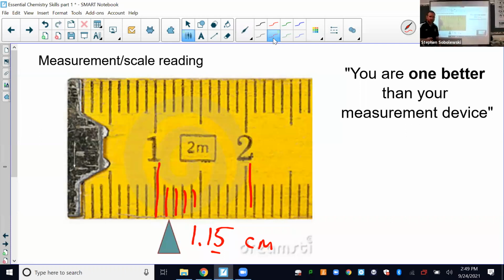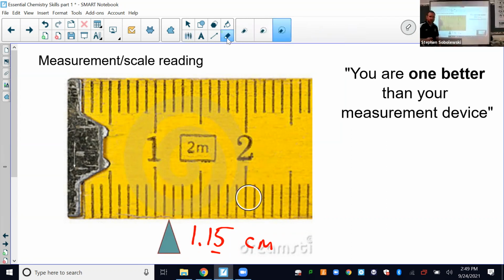Known digits are the 1 and the 1. What do I mean by known? Well, looking at where the triangle falls, I know that it falls between the 1 and the 2. There's no disputing that, no debating that. I also know that it falls between the 1.1 and the 1.2 line. There's no disputing that. That is known.